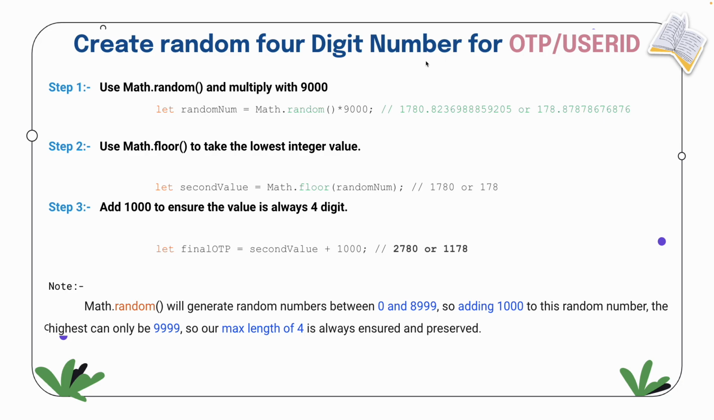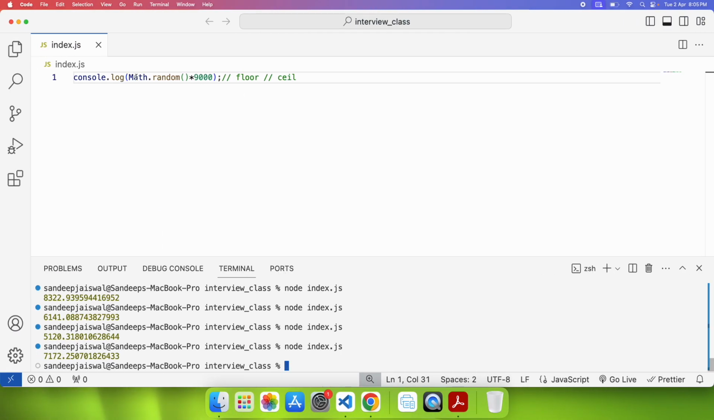Whenever you create a user ID, you can use this. Whenever you create an OTP, you can also use this. So I have added 1,000 after the floor, and every time you will get 4-digit. Let's try it out. Up to 9,000 I have given. I'll just write it here: let random value. So up to 9,000 it will come, right?